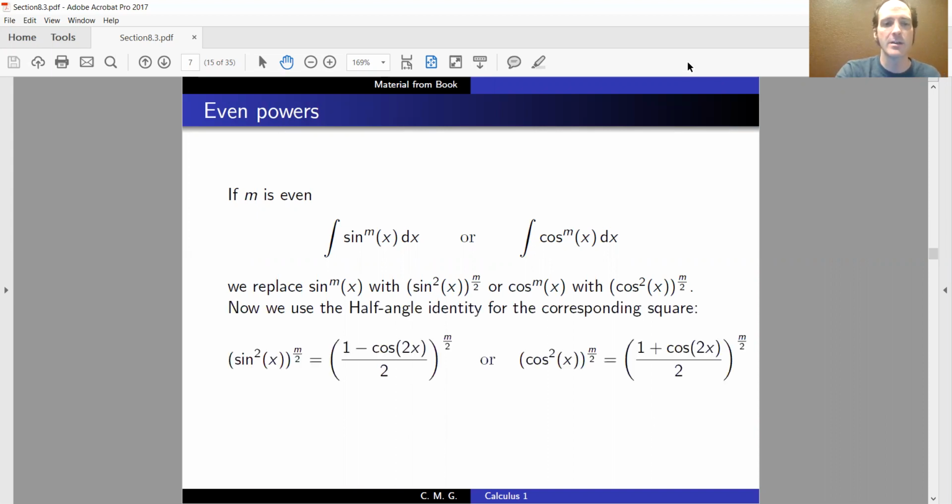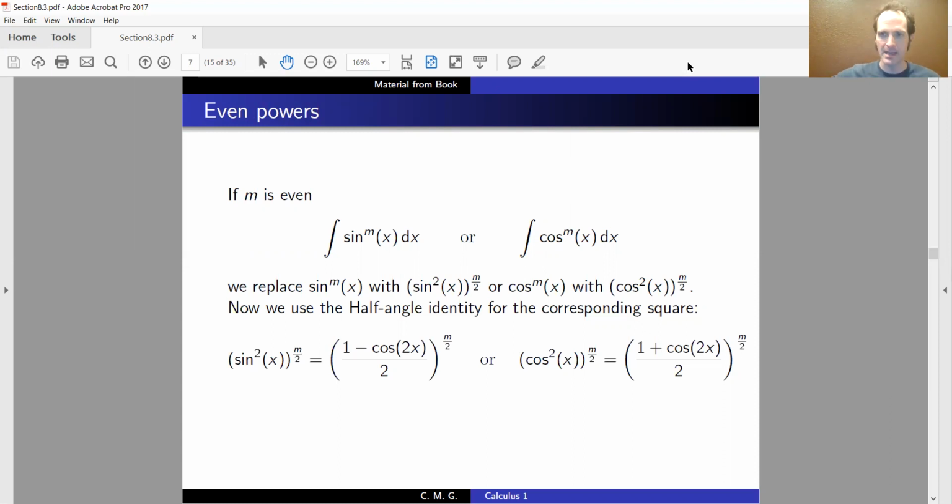So the half angle identity: sine squared becomes 1 minus cosine 2x over 2, all raised to the m over 2. And then the cosine squared would become 1 plus cosine 2x over 2. And then I raise that thing to the power that I have. Again, in this situation, this is where the tricky bit comes in. That is going to be an algebra problem, right? You're just going to take a power of 1 minus cosine of 2x over 2, and you just raise that to that power, meaning you multiply it by itself. It's going to be a FOIL.